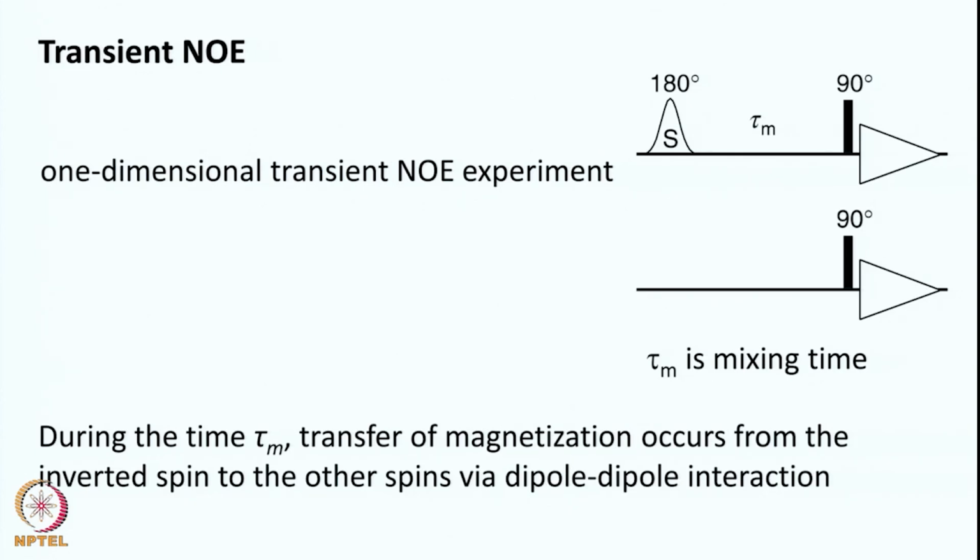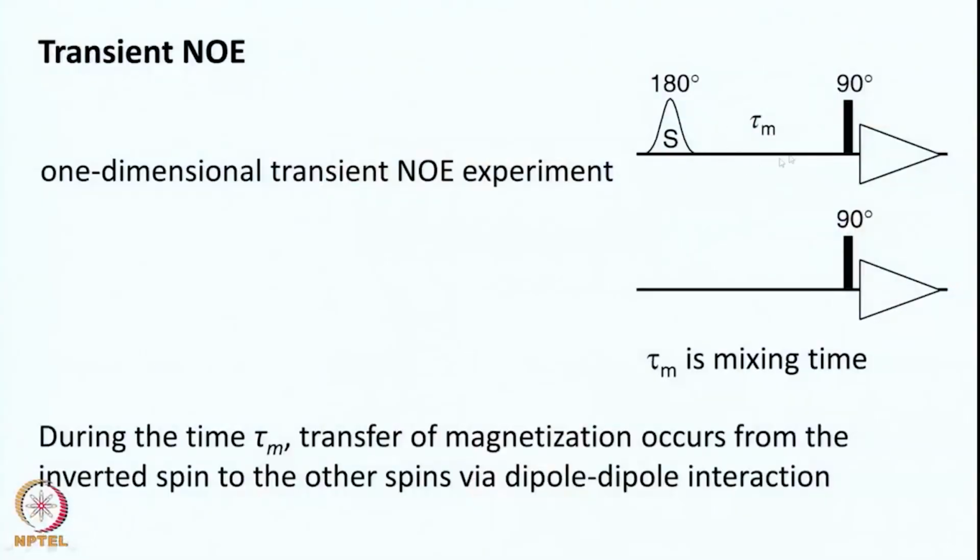Now, coming back to transient NOE, just to refresh your memory, what is transient NOE? We have 2 spins like previously, I spin and S spin. We apply one selective pulse on a spin, which inverts the population, and then we wait for some time, which is called the mixing time. Then we apply a 90-degree pulse and detect what is happening after this. That is a one dimensional experiment, and as we discussed, Tm is the mixing time during which the spins mix. So, transfer of magnetization occurs during this mixing time from the inverted spin to the other spin via dipolar coupling.